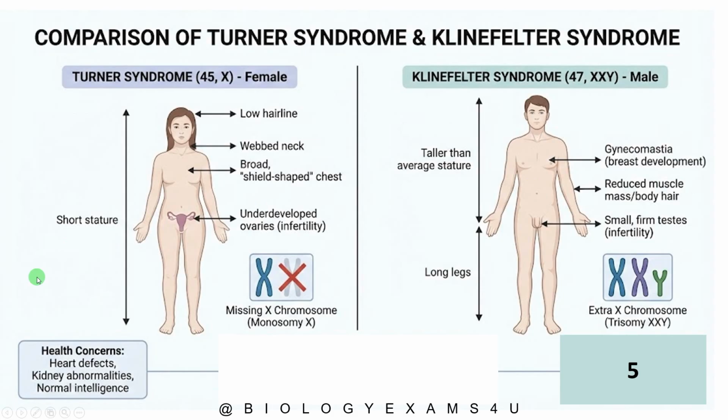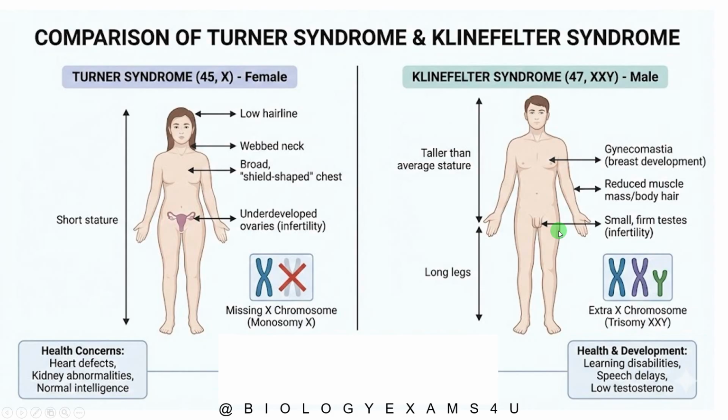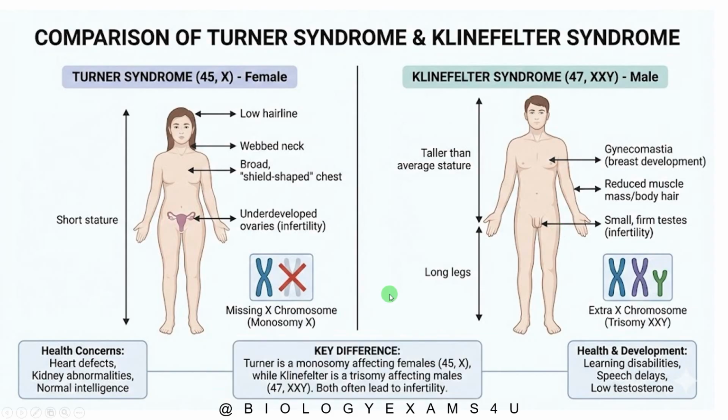Health concerns in Turner syndrome include heart defects and kidney abnormalities, but often the affected individuals have normal intelligence. Whereas in Klinefelter syndrome, there may be some learning disabilities, speech delays, and low testosterone. In summary, Turner syndrome is a monosomy affecting females due to missing of an X chromosome, whereas Klinefelter syndrome is trisomy affecting males due to the presence of an extra X chromosome. Both often lead to infertility.